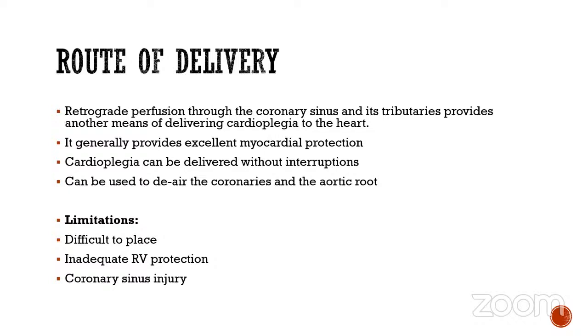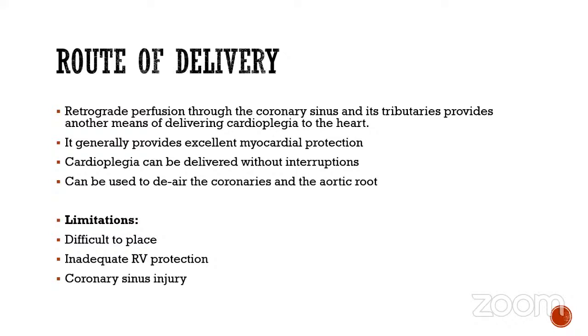In this case, we use retrograde perfusion through the coronary sinus and its tributaries, which provides another measure of delivering cardioplegia to the heart. It generally provides excellent myocardial protection, and cardioplegia, when delivered through this method, can be given without any interruptions. It can be used to de-air the coronaries and the aortic root. However, it also has its own limitations, in that it's difficult to place. Usually you will need TEE guidance.